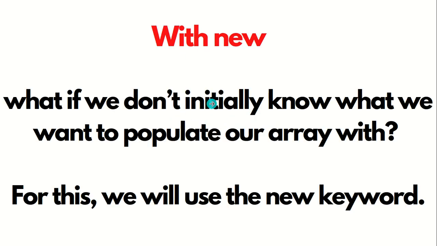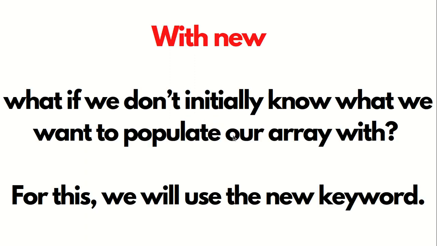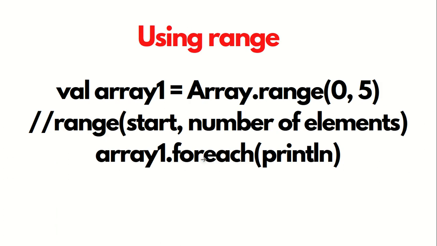So next is new. What if we don't initially know what we want to populate our array with? Because in this syntax, we are pretty much sure how we want to initialize our array, right? We can specify 1, 2, 3, 4. But what if we are not aware in the beginning what my initial elements are? Then we can make use of this new. I'll talk about all these things in a while. After I complete this presentation, I'll go to the Scala terminal and show you all the things in practical.